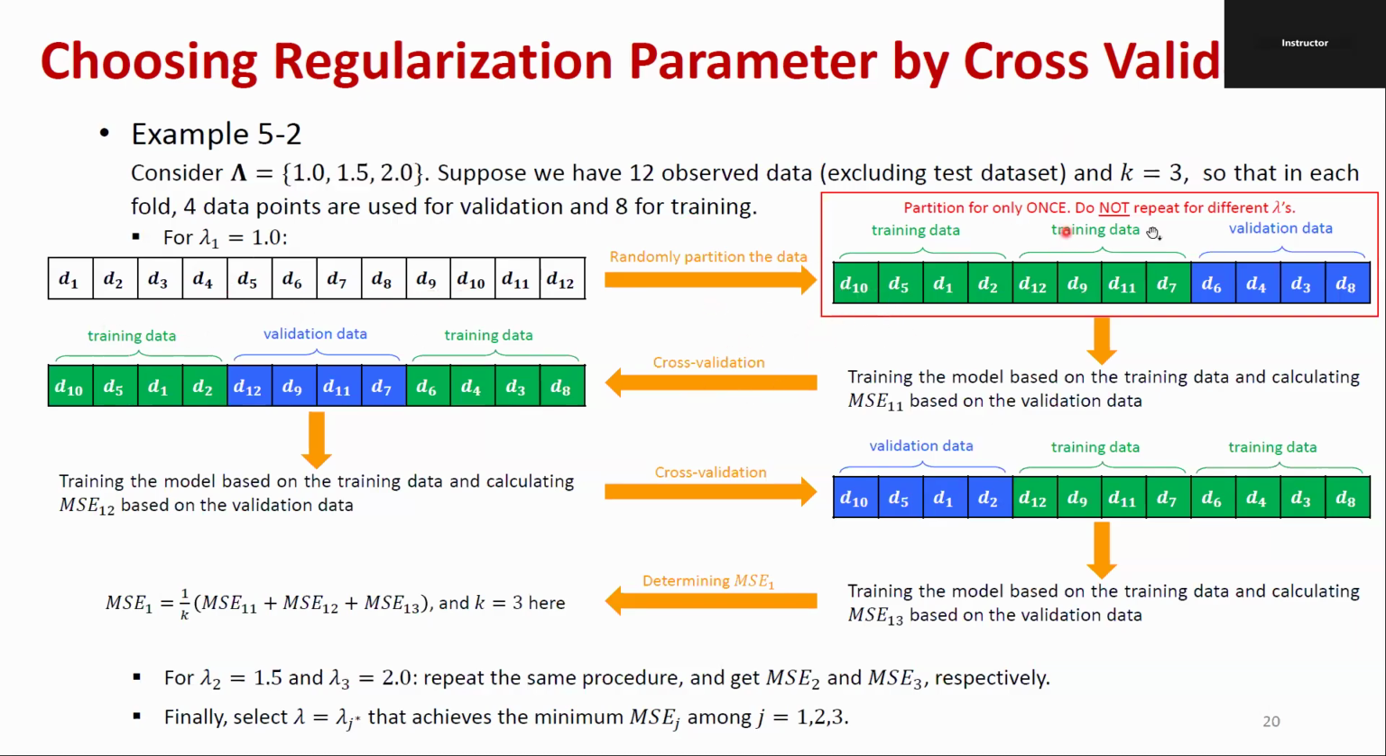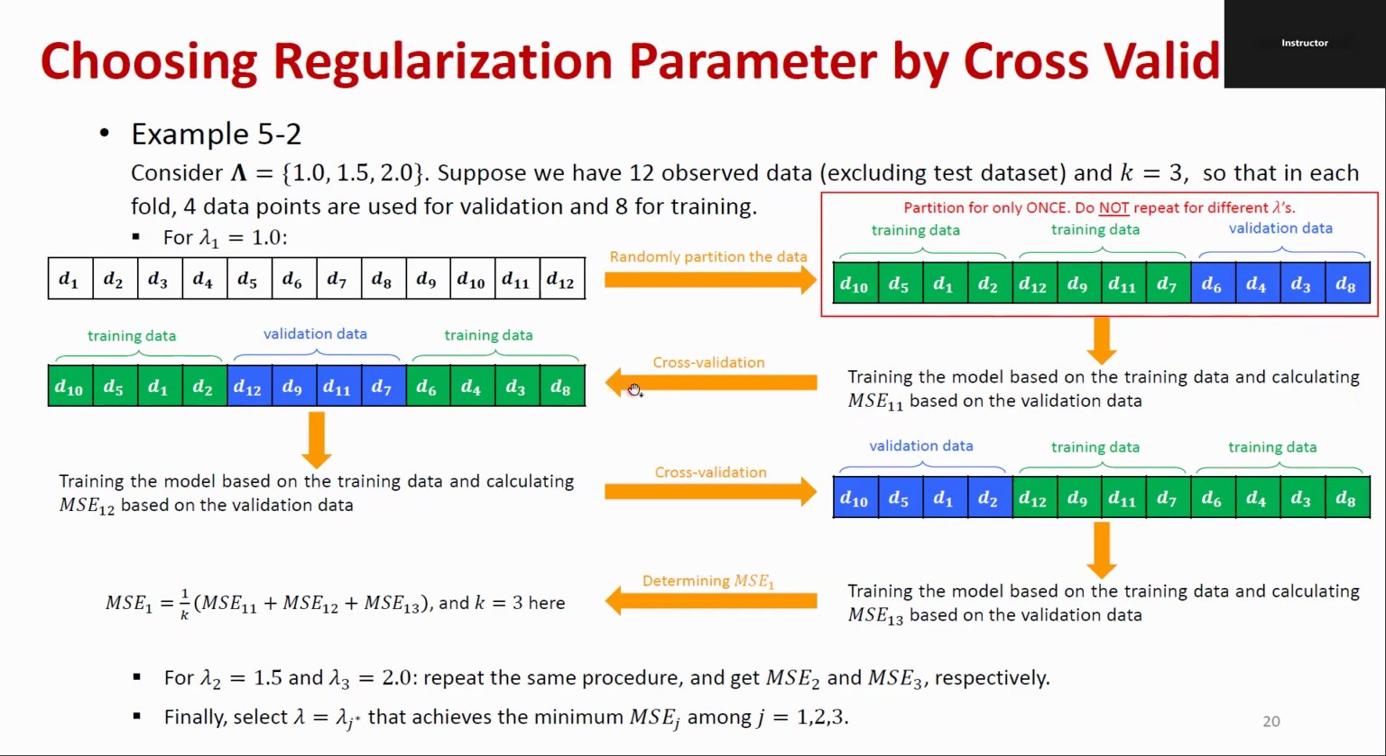So suppose I randomly partition it. Suppose the partition is this: D10, D5, D1, and D2 to be the first group, D12, D9, D11, D7 the second group, and D6, D4, D3, D8 the third group. Again, we'll start by choosing the last group to be the validation data. In other words, I will train the model based on the first 8 data. So I have the betas, and then I use these betas to calculate the MSE11 based on the validation data, which is D6, D4, D3, D8.